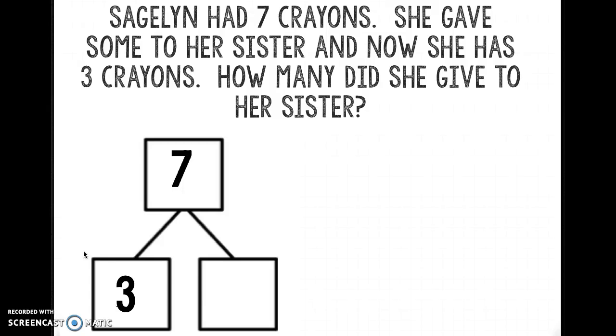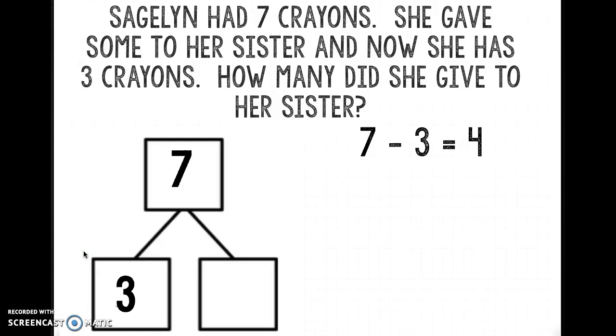In your math journal or on a dry erase board, I want you to go ahead and write down that number bond and then figure out the missing part. Go ahead and press pause until you figure it out, and then you can press play to check your answer with mine.